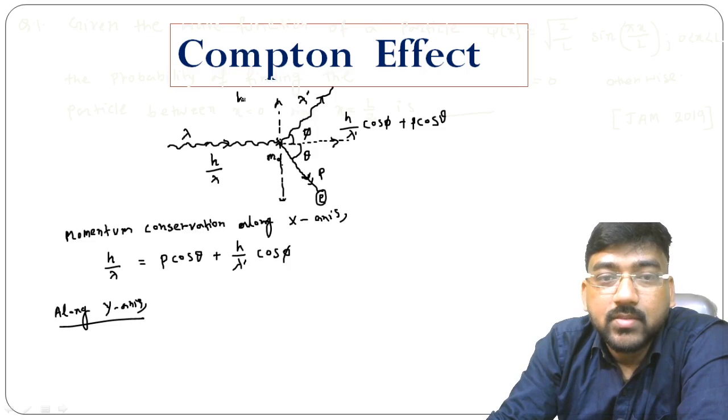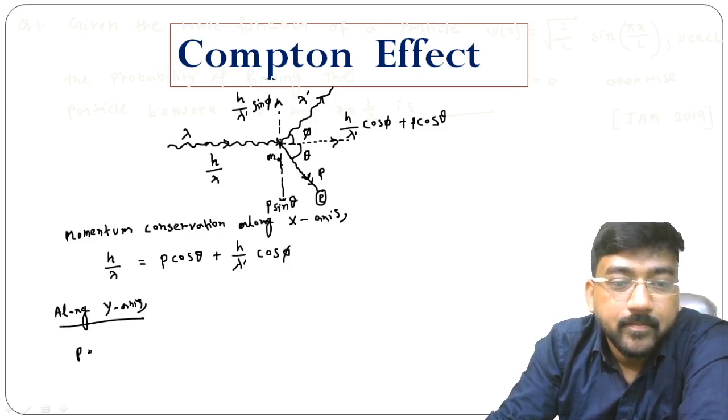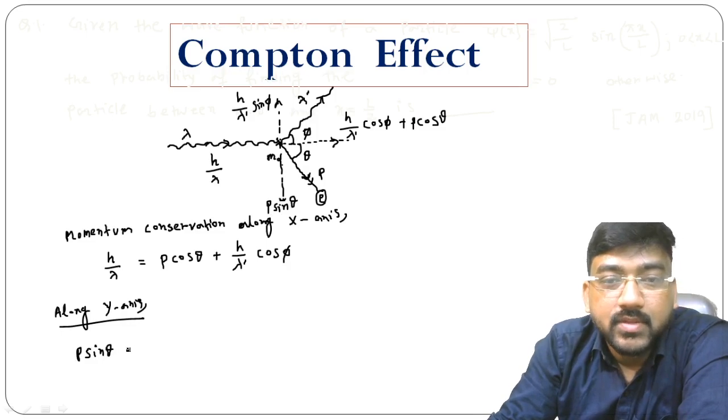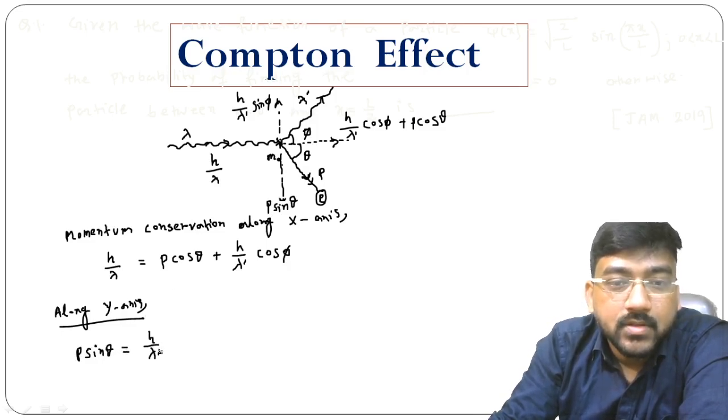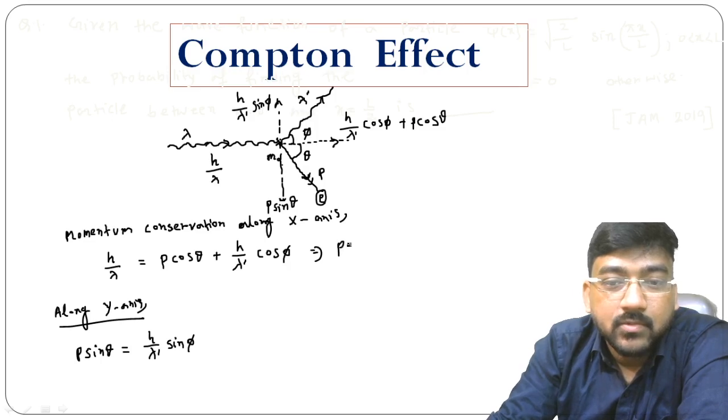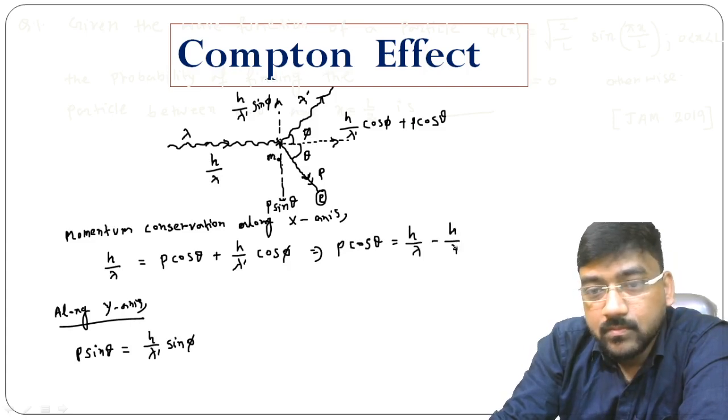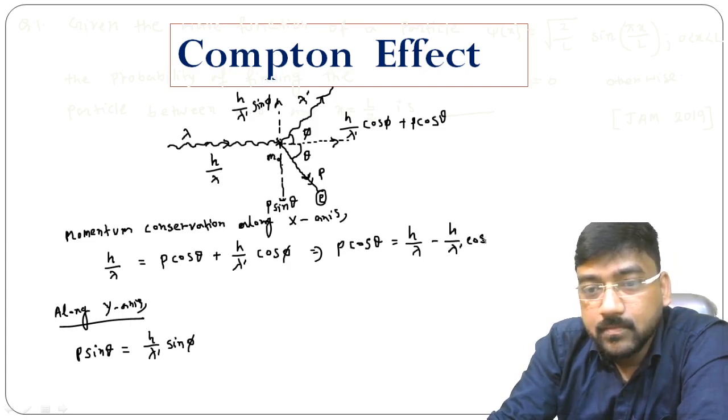So that will be h upon lambda dash sin phi. And this is p sin theta. So you can write this p sin theta as equal to h by lambda dash sin phi. Now if you want, you can find out p cos theta from here. So we have p cos theta also equal to h by lambda minus h by lambda dash cos phi.